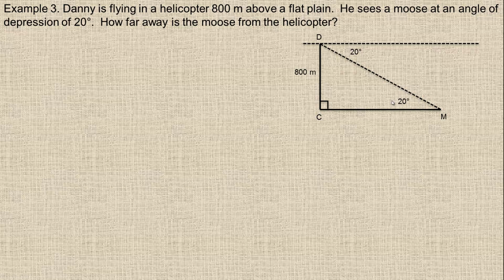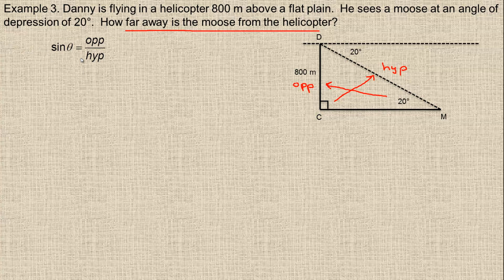Now, in the triangle, let's label sides. We're working with this 20 degree angle, so straight across from it is the 800 side, so this would be called the opposite side. And we're asked to find how far away the moose is from the helicopter, so that would be the length of this dotted line here, and that would be the hypotenuse side, because that's straight out from the right angle. So we're working with opposite and hypotenuse, which is the sine ratio. The first part of SOHCAHTOA, the SOH: sine of an angle equals opposite over hypotenuse.